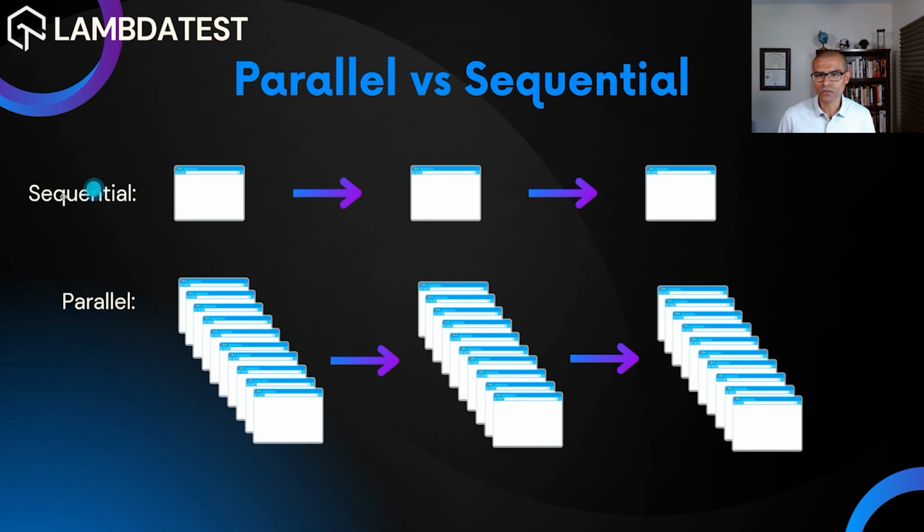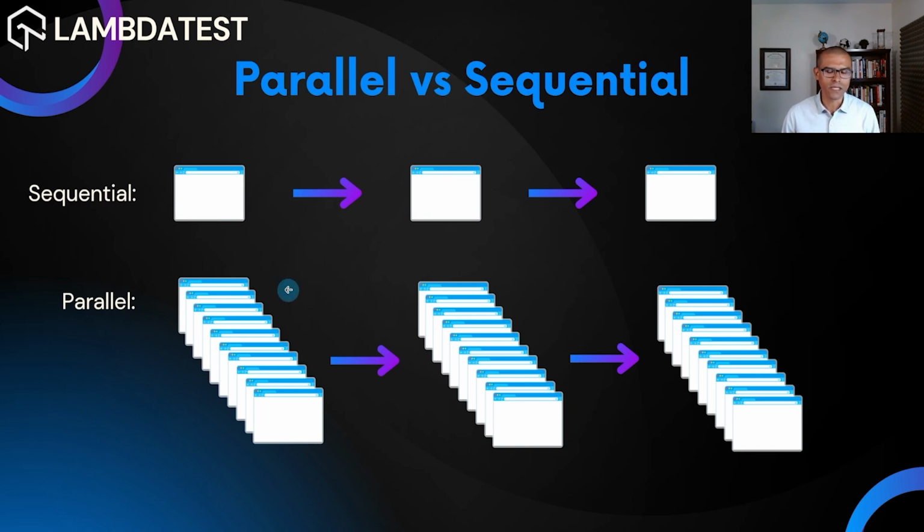So in sequential testing, we have only one test being executed at a time. Okay, so you click run and you're going to have one test come up and start running. When that test is done executing, another test is going to kick on, and so on until all your tests in your test file or your test suite are finished.